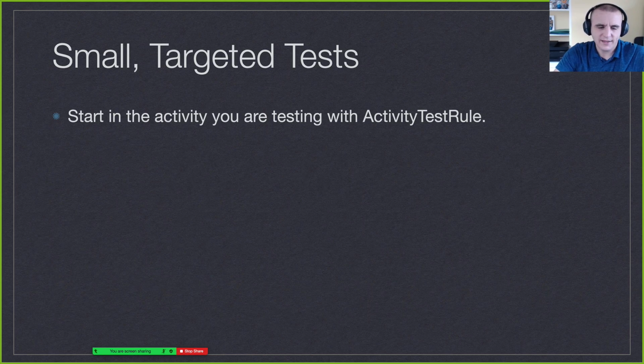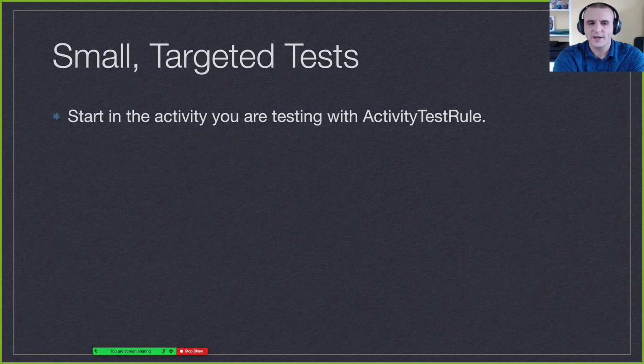The way you do that is with an activity test rule, where you can launch a certain activity. It doesn't have to be the first activity your app always uses when you click the launcher icon. It can be whatever activity in your app. Typically, though, let's say you have a login activity and then a home activity or something like that, right?